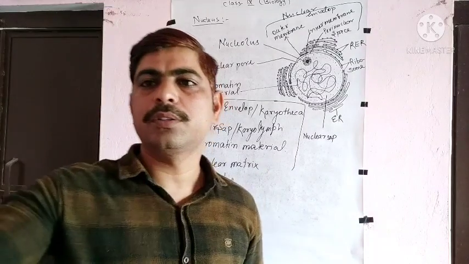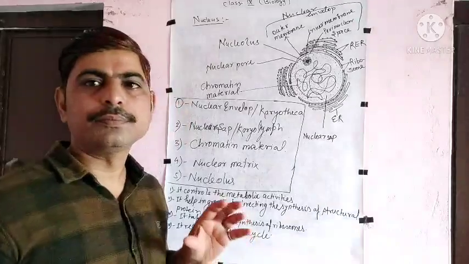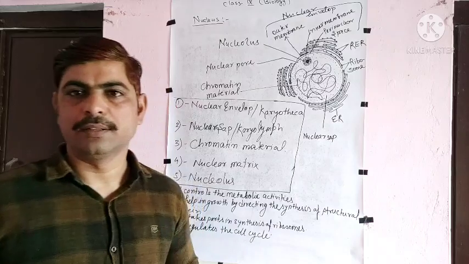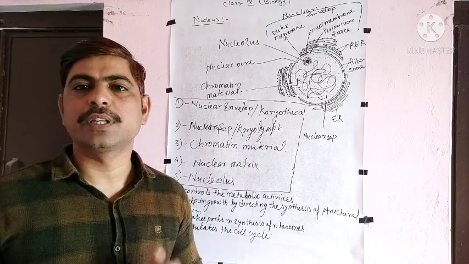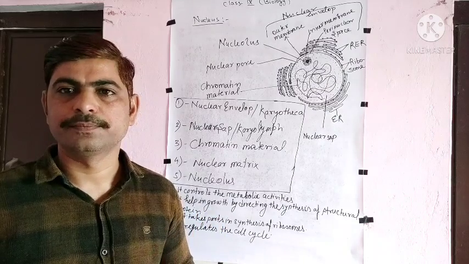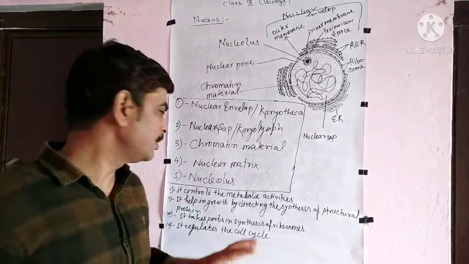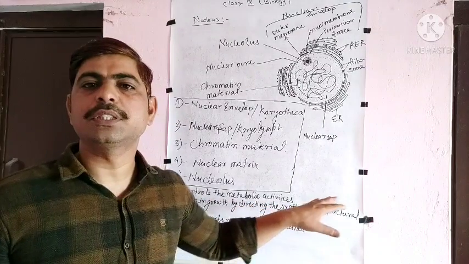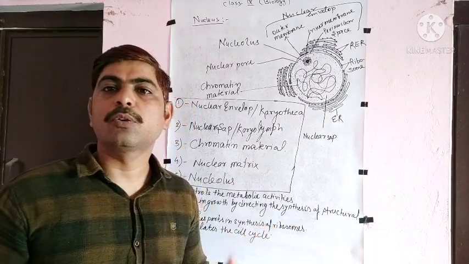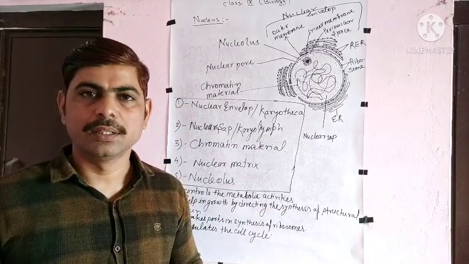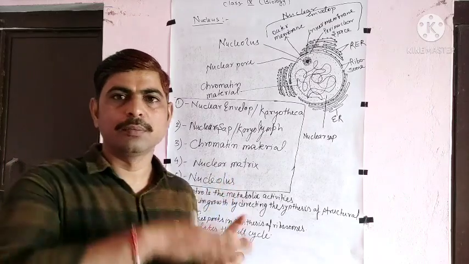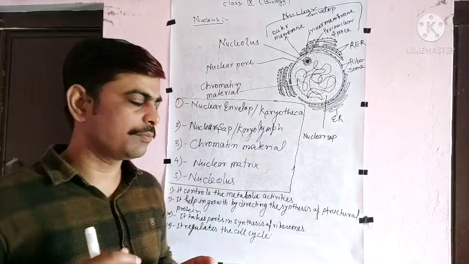Now let's talk about the function of the nucleus. It controls the metabolic activities of the cell. Metabolism I made you understand earlier: all types of chemical reactions in the cell, catabolism and anabolism. Second, it helps in the growth of the cell by directing the synthesis of structural proteins. Okay, that is the function of the nucleus.